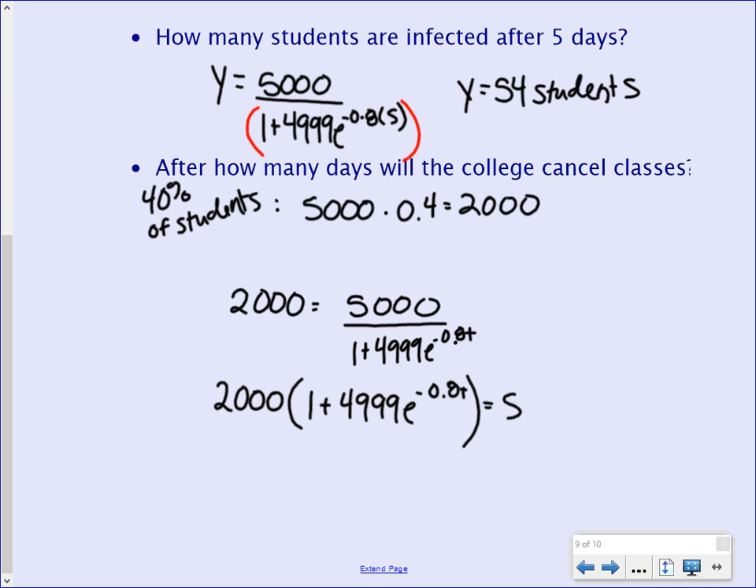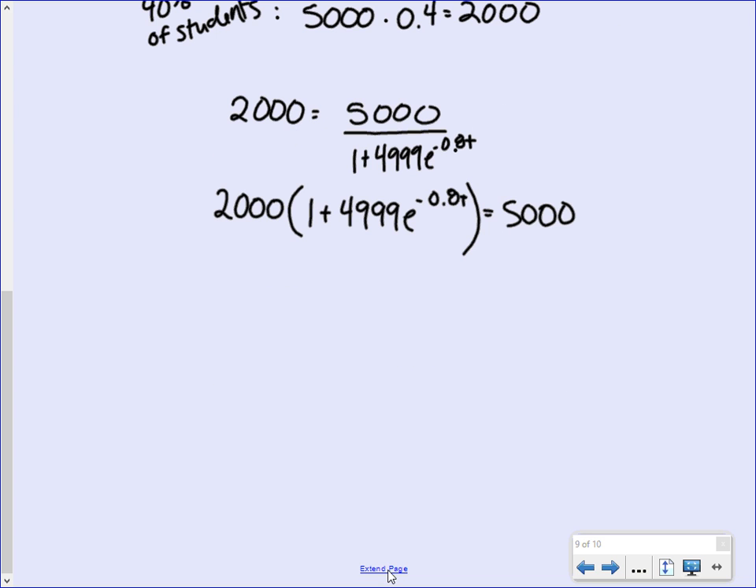But now I don't have a fraction. And I want to solve for t. I don't want t to be in the denominator of a fraction. Then I can divide by 2,000. So I have 1 plus 4,999 e to the negative 0.8t equals 5,000 divided by 2,000, which simplifies nicely, so I don't mind if you write it as 2.5. Otherwise, leave it as a fraction or write more numbers after the decimal.